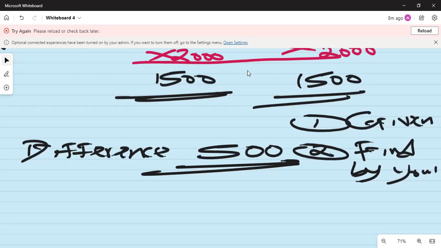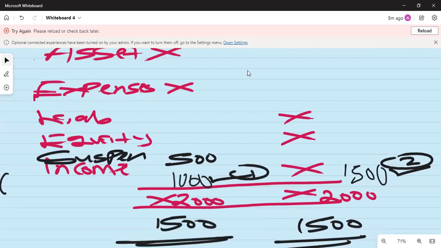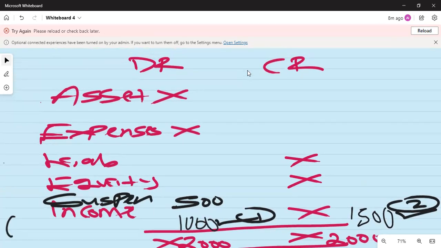And there are two types of errors. There are some errors that will occur where the trial balance will agree, and there are some errors that will occur where the trial balance will not agree. We are going to be focusing more on the errors where the trial balance will not agree. If the trial balance does not agree, it means that the value of the credit and the debit are not the same.